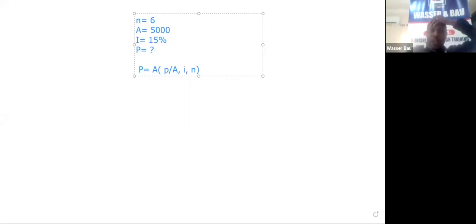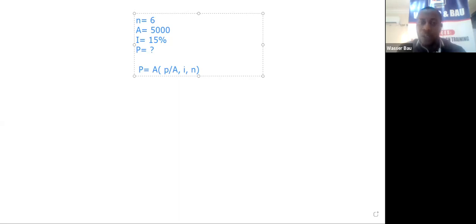So if I go to my test, this is what we are given, and this is what we're looking for. We're looking for the uniform series present worth. It is used to find present worth, knowing the equivalent uniform annual amount. In our question, the project will be saving $5,000 every year, which is the same thing as the equivalent annual amount. The number of years is 6, and the interest rate is 15%. So we should be able to find the present worth.